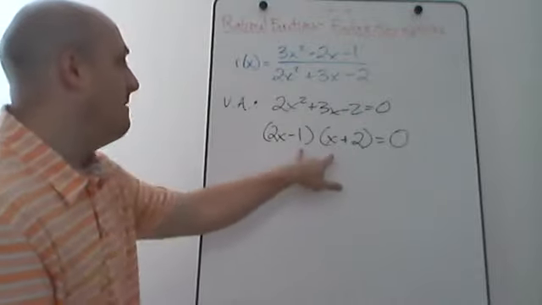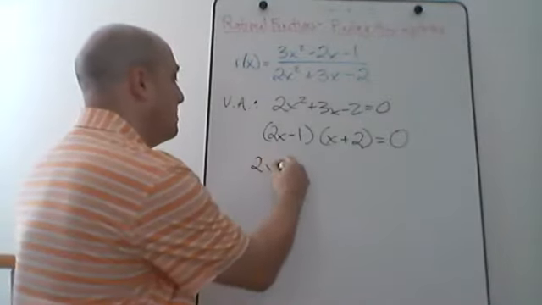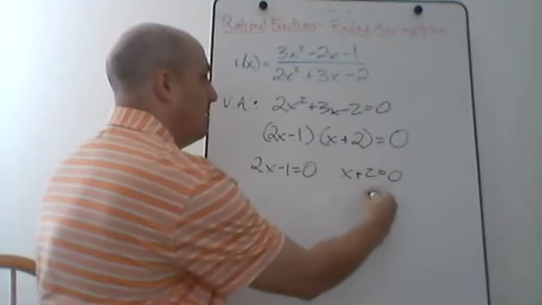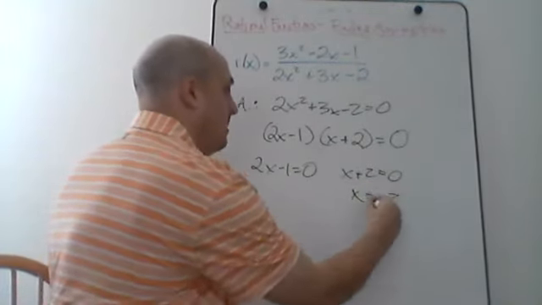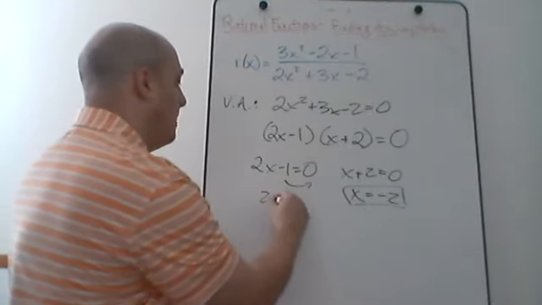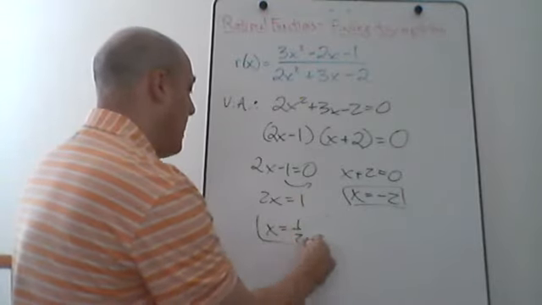All right, so I factored. My two factors equal to 0, so I set each one individually equal to 0. 2x minus 1 equals 0, x plus 2 equals 0. The one on the right is easy. If I subtract 2, I get x equals negative 2. On this one, if I add 1 over, I get 2x equals 1. Then if I divide by 2, I get x equals 1/2.